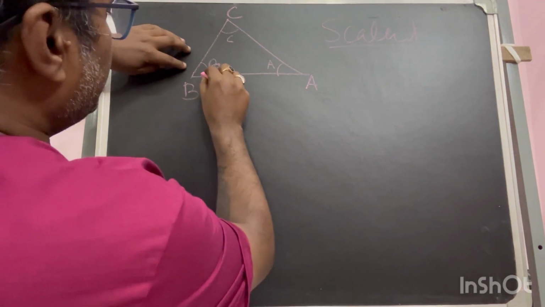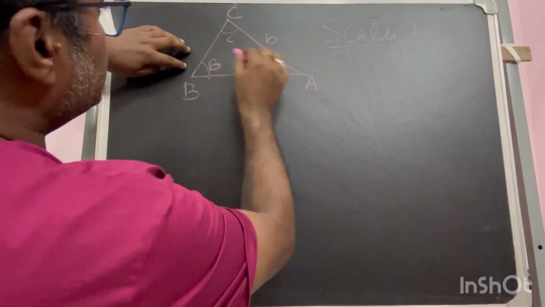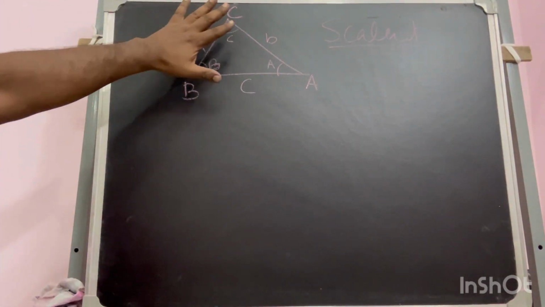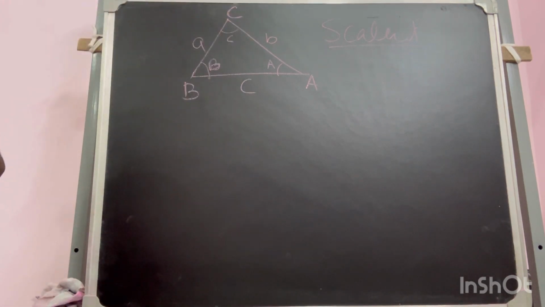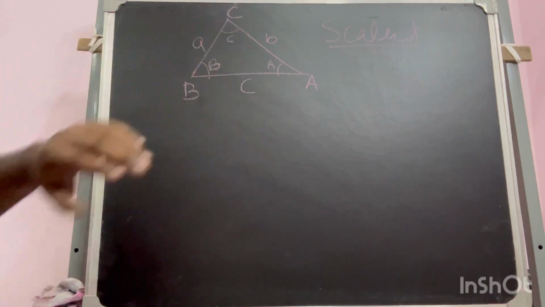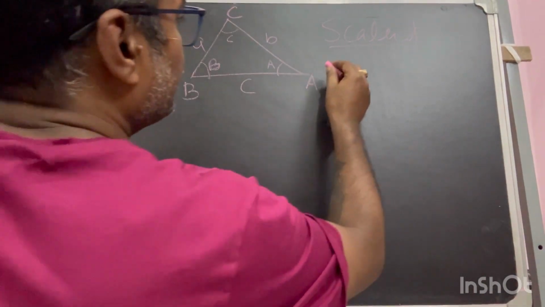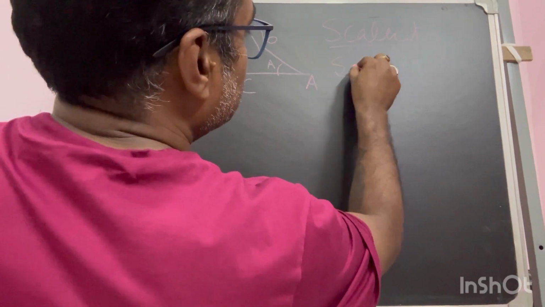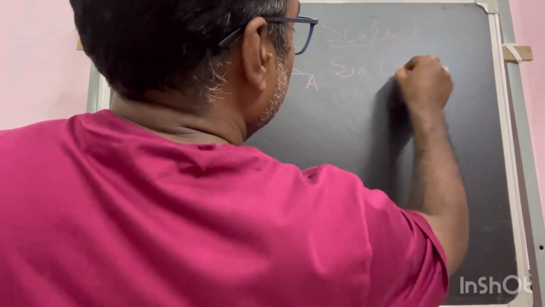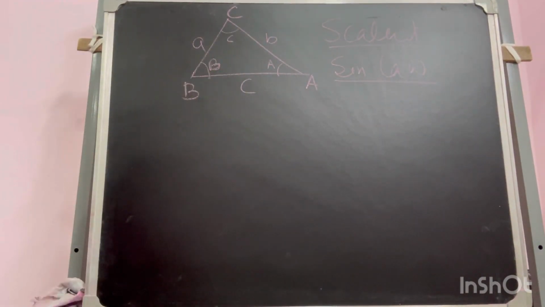So that means the angle B, the side in front of it will be represented by small b, this will be A, this will be C. So this will be my representation while establishing the formula. On this basis, I will draw the first phase of it, which I will call the sine law.